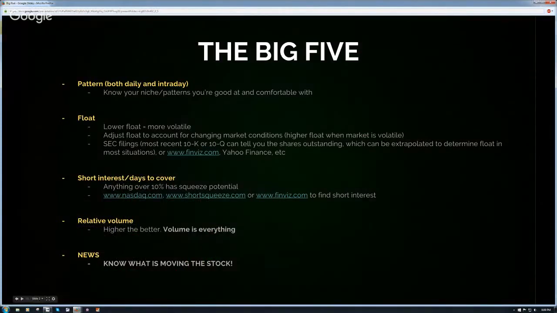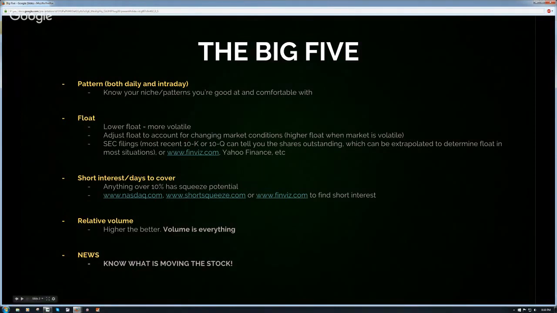The second of the big five is float. And the reason that I pay attention to float is because the lower the float is, for those of you who don't know what float is, essentially the supply of the stock that's available in the public market. So it's shares that are not locked up by insiders. They're not preferred shares. They're not in a lockup period due to the IPO. They're available to be traded by the public market, right? So just any Joe Schmo trader can go and trade some of the float. And the lower that number is, the more volatile the stock's going to be.